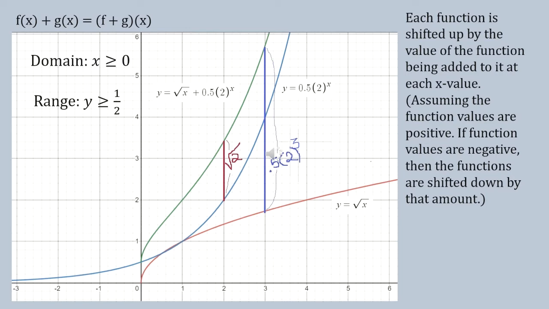We can see from this graph that the range is y is greater than 1/2. When you plug 0 into the square root of x, you get 0, but when you plug 0 into the exponential function, you get 0.5 times 2 to the 0, and that gives you 0.5 because it's 0.5 times 1. So the lowest value on the sum is 0.5, what you get when you plug in x equals 0. And then from there, you could get any value higher than 1/2.